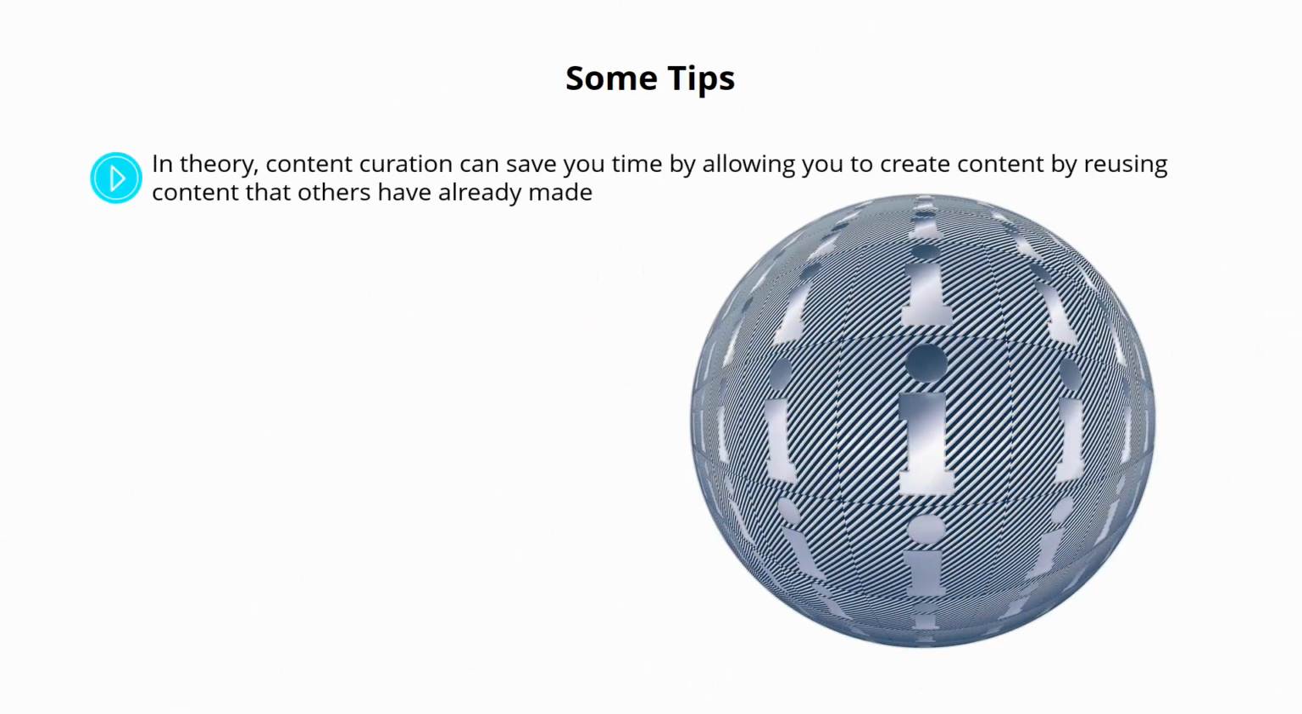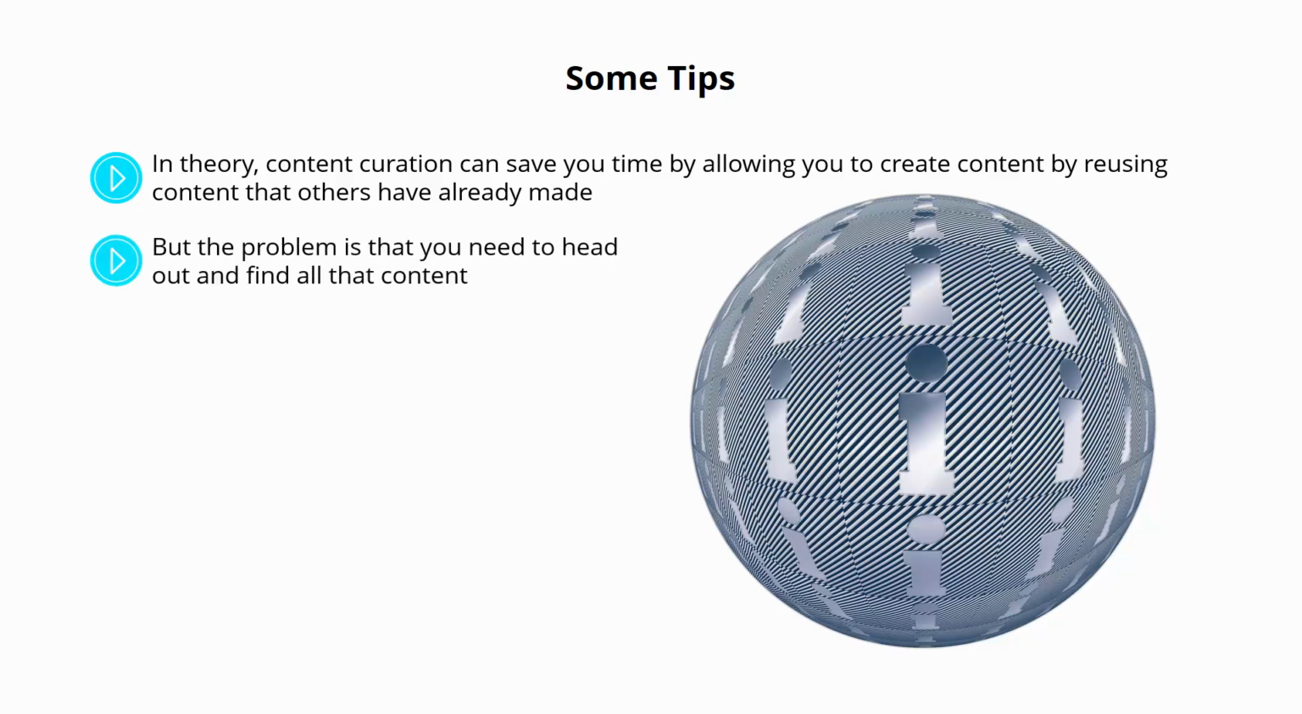Some tips. In theory, content curation can save you time by allowing you to create content by reusing content that others have already made. Theoretically, this then means that you can save time because you don't need to write all the content yourself. But the problem is that you need to head out and find all that content. It needs to be interesting and high-quality content, meaning you'll need to sift through the unsuitable stuff. And you then need to be able to add some kind of interesting commentary and tie it all together.